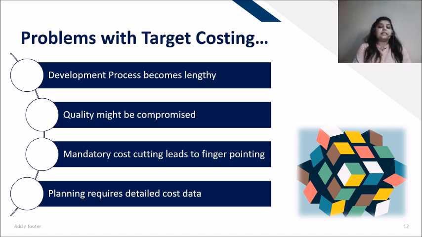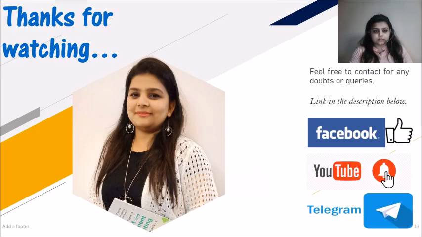Next is planning requires detailed cost sheet. So obviously when we are targeting on the cost and we are targeting for cost reduction, we need to know all the details of the cost that we are going to incur. If we need all the details, we need experts in that area. And sometimes we are so much into cost reduction that we don't realize that it actually becomes a costly affair to get those experts and reducing our cost, right? So these can be the problems with target costing.